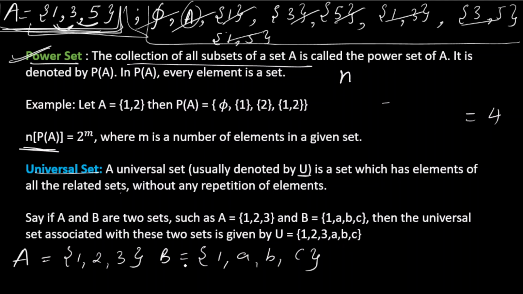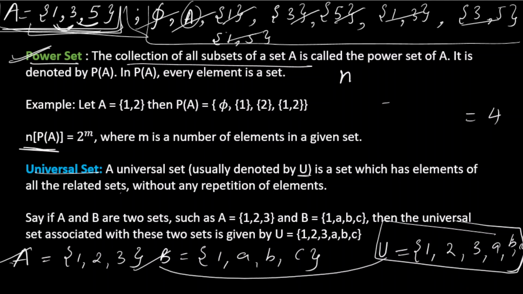So here for these two sets, I have one universal set which is 1, 2, 3, 4, a, b, and c. See, from this set itself, I can take set A which is equal to 1, 2, 3, and from this set U I have taken another set B also, which is 1, a, b, c. So that means universal set is that particular set from which we can take any other set. With the help of another example we will understand.